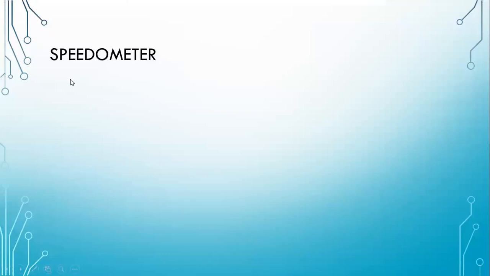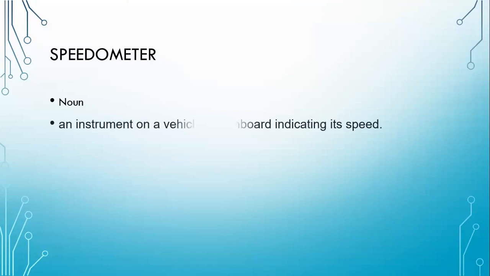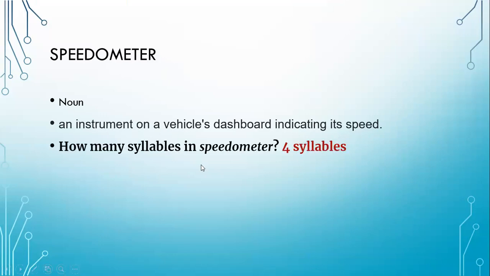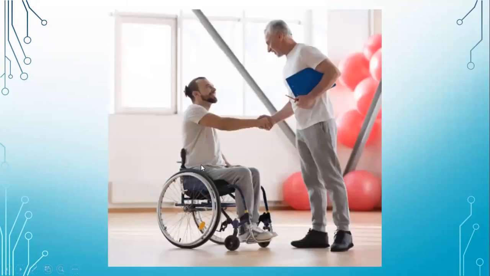Repeat after me. Speedometer. Speedometer. Not meter. Very good. It's a noun, and it shows the speed. It has four syllables. So let me ask Elias.